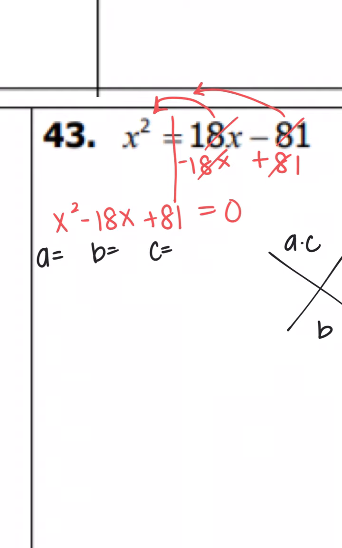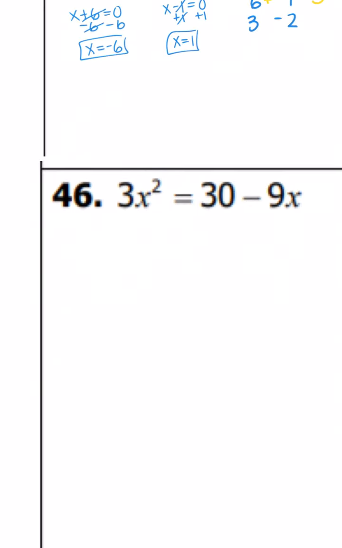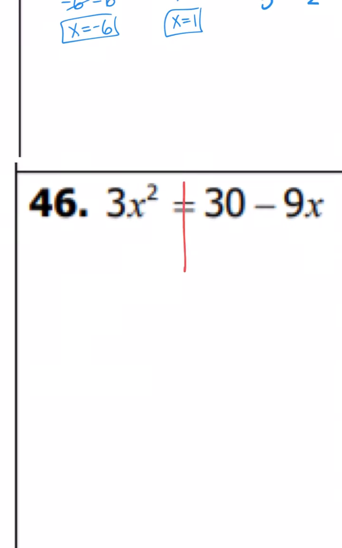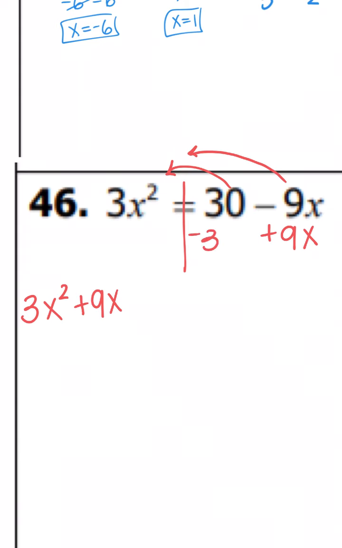All right, for 46, same kind of thing. First things first, I have to move everything over to the other side and set this thing equal to 0. We like it to look like x squared and then x, so I'm going to move the -9x over first by adding 9x. I would now add 9x to the other side, and since this is a positive 30, to move it to the other side, I'm going to subtract 30. So now everything has been moved over, so it's set equal to 0.